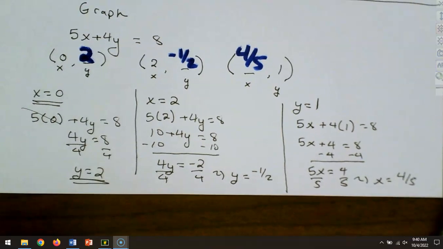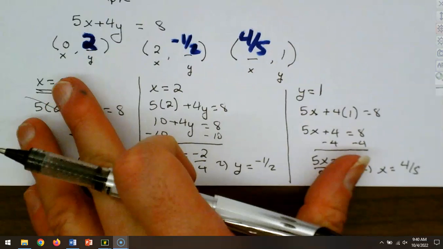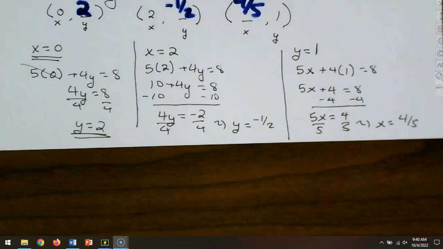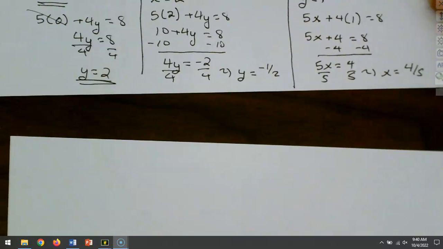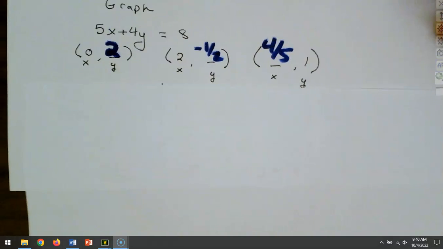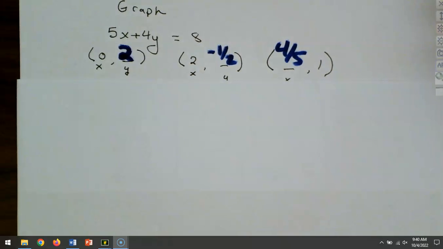Now, we need to go ahead and graph this line. This is going to be a line. And so if I want to graph a line, I begin by plotting the points. So let's go ahead now and plot these points. Just do that so we can see it. So here's our points.